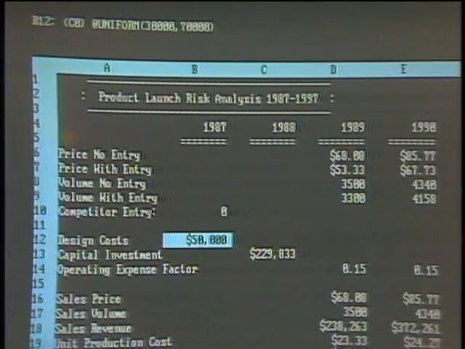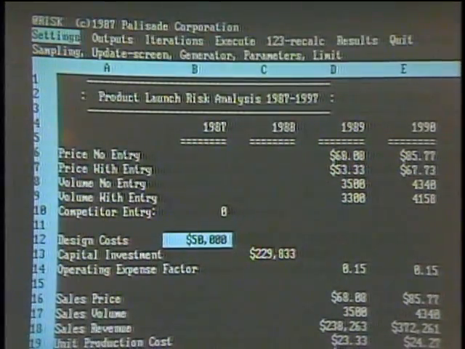This is one of a set of special @ functions added by At Risk to 1-2-3 to allow you to do something very special, and that is to enter a range of possible values in a single cell. What that essentially says is that the value in that cell could range with equal probability between 30,000 and 70,000. At Risk gives you a whole range of different distribution types, and you can add as many as you want to a given spreadsheet.